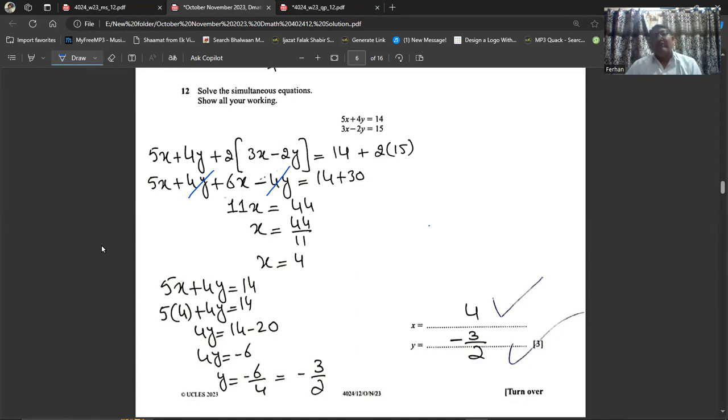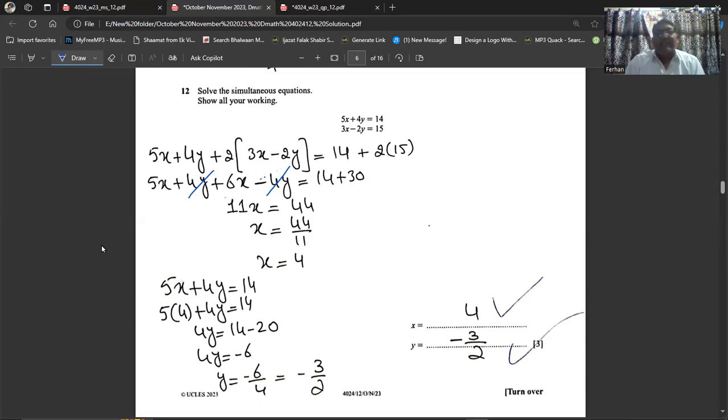So you now have the value of x. You can put this value into the first equation, or if you want to use the second equation, you can also substitute the value of x as 4. So I am going to use the first equation. 5x plus 4y equals 14. In the place of x, I will substitute 4. So you will have 5 into 4 plus 4y equals 14. So 4y will be equal to 14 minus 20, and 4y will be equal to minus 6, divided by 4, and that will be minus 3 by 2.